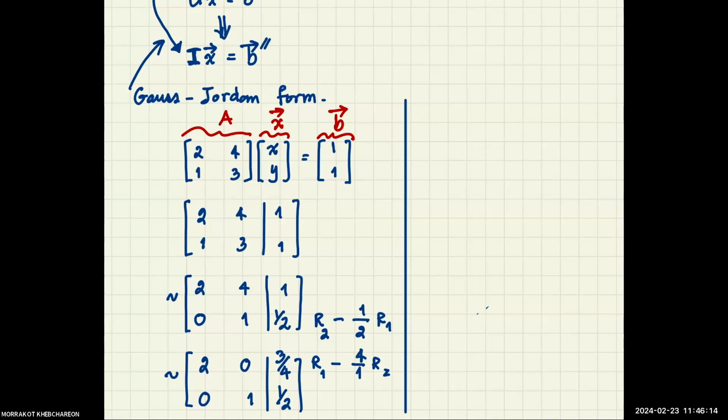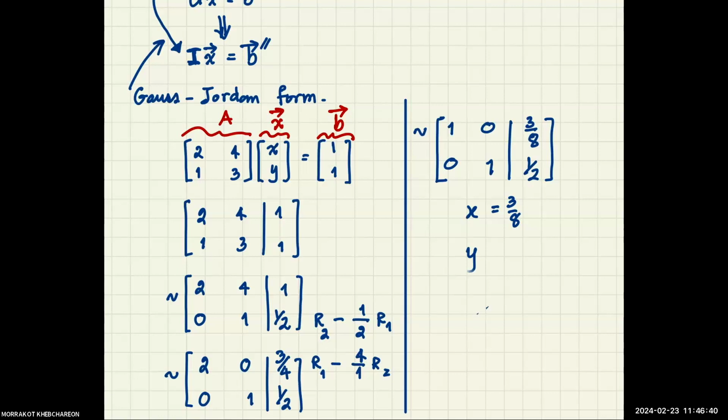Now, this is equivalent to: I divided row 1 by 1. So you get 1, 0, 0, 1, and 3 over 8 and 1 over 2. Okay? Here, what can you say? What is the solution? The solution is x is 3 over 8 and y is 1 over 2.